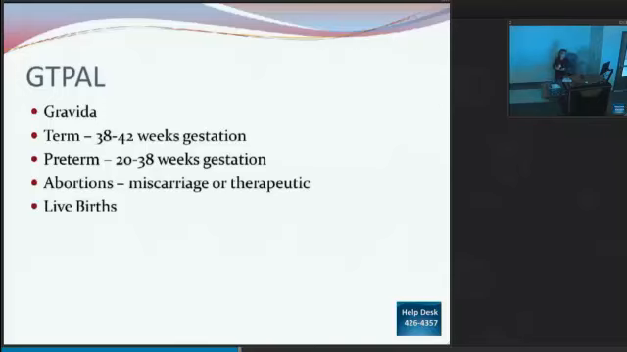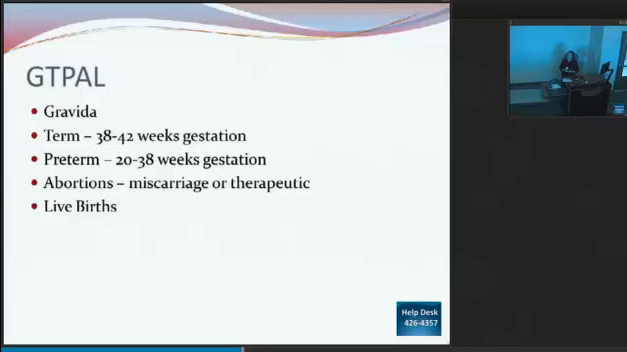So the very first thing that we have to determine is what their gravida and parity is. Gravida is just how many pregnancies they have had. When we're counting pregnancies, that's full-term pregnancies, preterm pregnancies, miscarriages, abortions. That's everything. When we look at term versus preterm pregnancies, term pregnancies are anything past the 38-week mark. Notice that it goes 38 to 42. Typically we judge pregnancies at 40 weeks, but we will let moms go up to 42 weeks. Typically, in the medical community, they don't really like them to go much past 41 weeks.